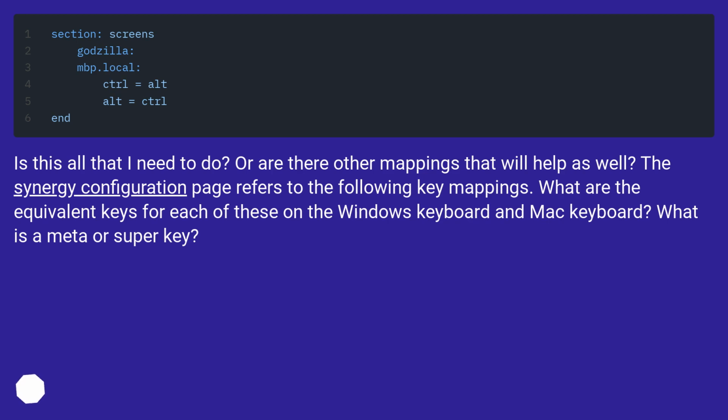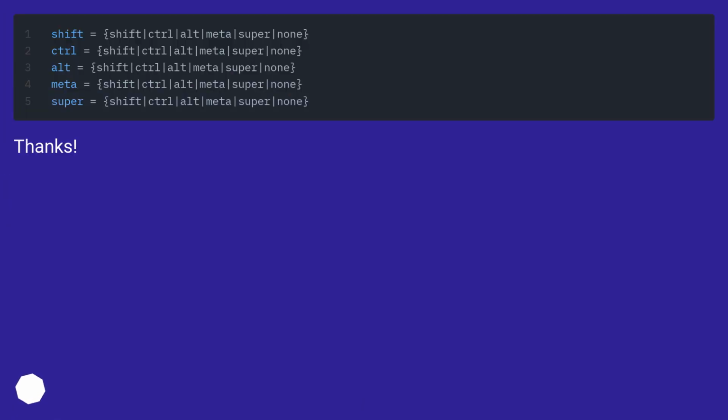Is this all that I need to do? Or are there other mappings that will help as well? The Synergy configuration page refers to the following key mappings. What are the equivalent keys for each of these on the Windows keyboard and Mac keyboard? What is a meta or super key? Thanks.